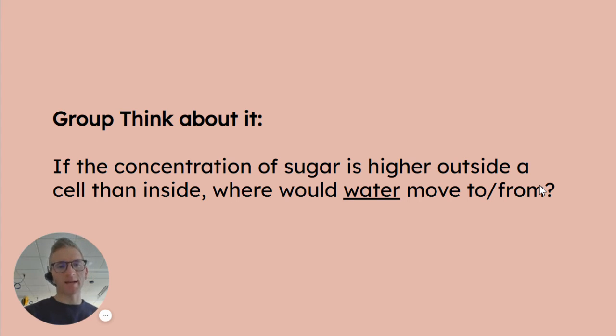Now, in a system like that, the water would move out of the cell towards that higher concentration of sugar, or really towards the lower concentration of water. The water moves from an area of high concentration to an area of low concentration.